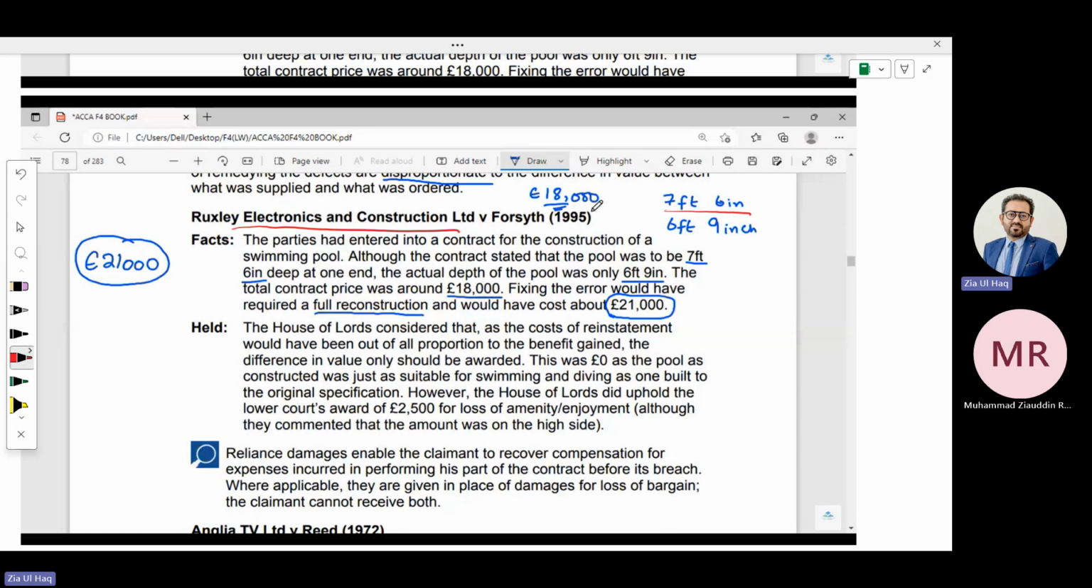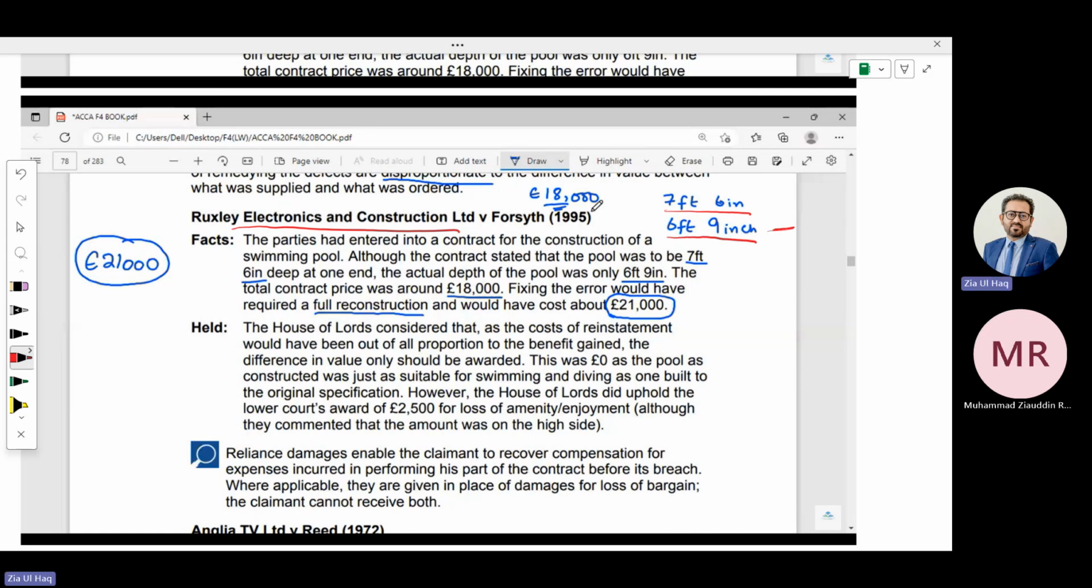But they constructed the swimming pool with a depth of 6 feet 9 inch. I mean, that was not constructed as per the requirement. This means this is not according to the specification. To make it according to the specification, it requires some extra cost.